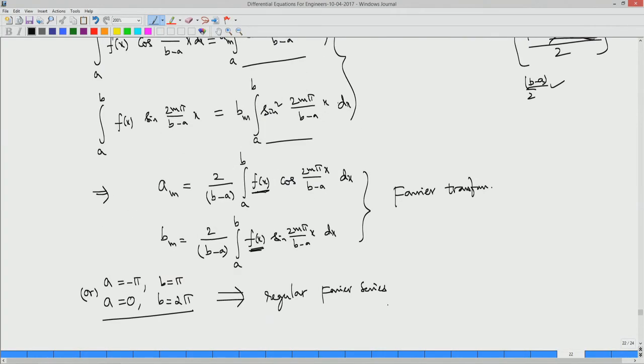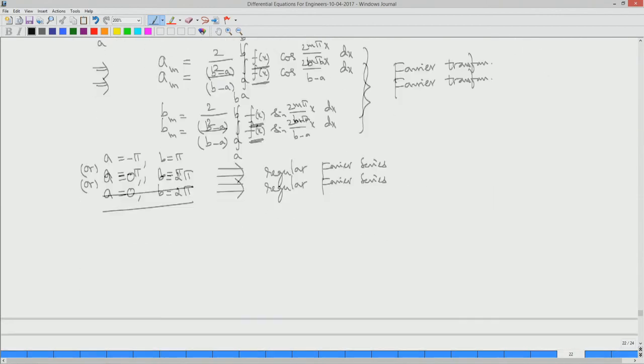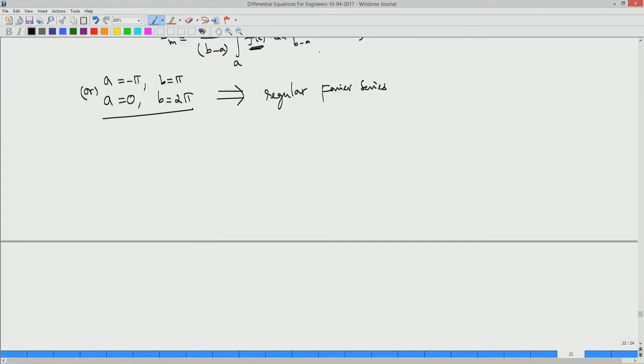Otherwise, with the period b minus a, you can have the general Fourier series. So this is how a regular periodic Sturm-Liouville system will give you a regular Fourier series which you study in engineering. So what we have seen is that a periodic Sturm-Liouville system gives you the Fourier series you studied in your engineering.